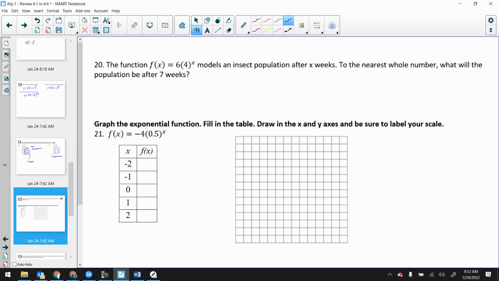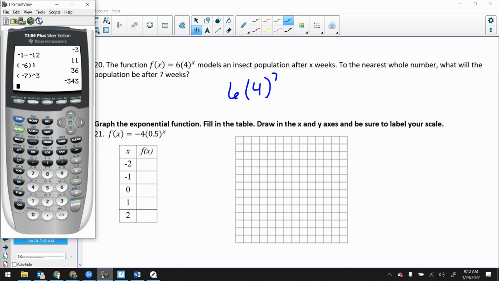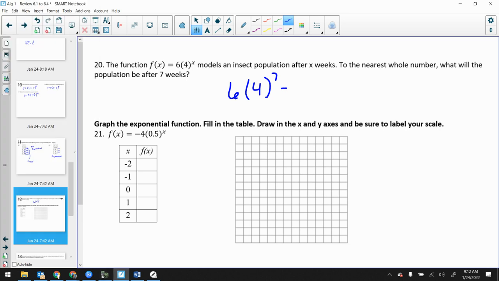What is the 4 telling me? How many times it goes up per week? Yeah, it's quadrupling, right? That's what we're really saying. Multiplying by 4 each time. It's almost like it's a 300% increase. Okay, but that didn't really ask me for that. All I really want to do is just say, okay, after 7 weeks, if it's quadrupling each time, don't be afraid of big numbers here. 6 times 4 to the 7th, 98,304. Do not be afraid of big numbers. Insects.